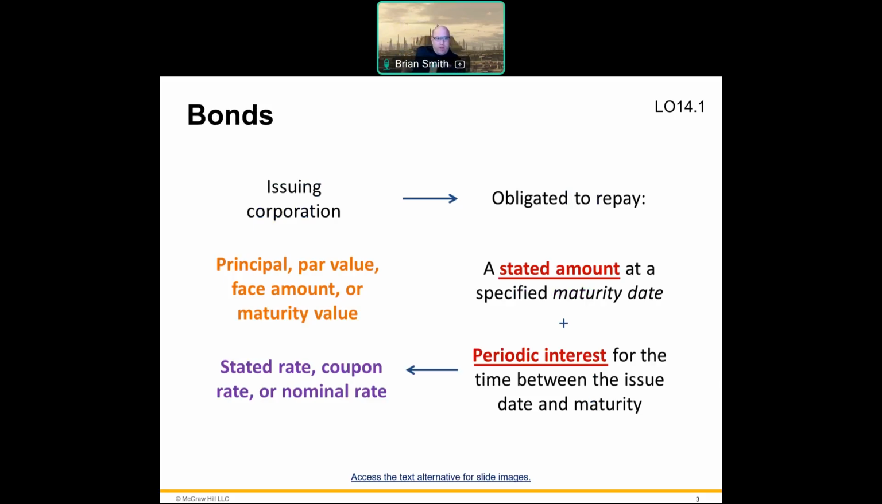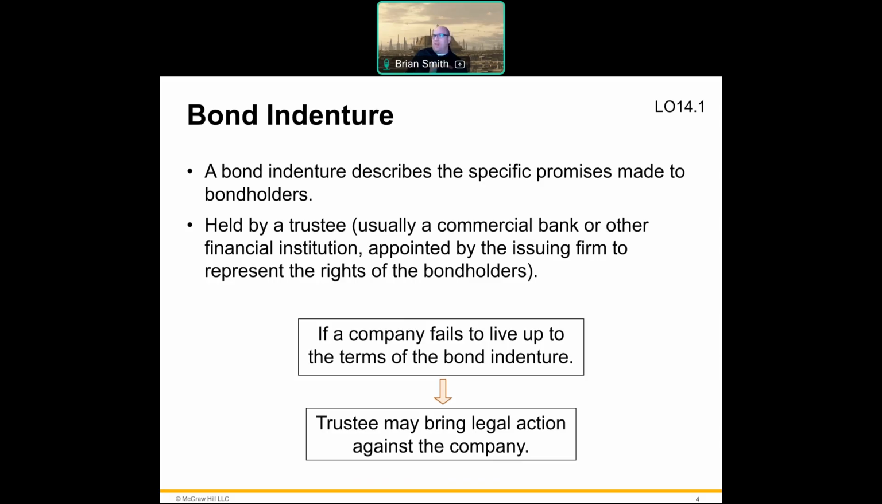Nobody's complained. Anyway, the stated amount is our principal, our par value, or face value. And our periodic interest is going to be stated on the bond, all right? So what is a bond indenture? Bottom line, it's the agreement between the bondholder and the bond issuer to make sure that the money is paid and all the terms are good to go.